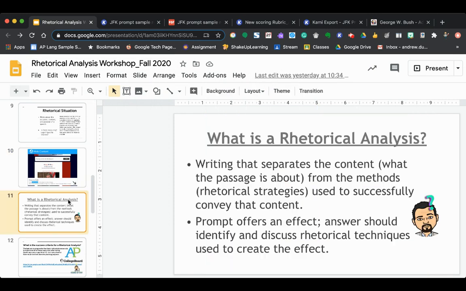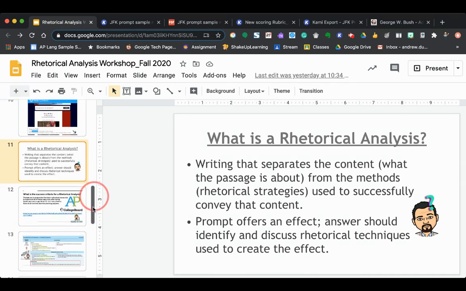So, what is rhetorical analysis? Writing that separates the content, what the passage is about, from the methods, the rhetorical strategies used to successfully convey that content. Analyzing language, that is our goal. The prompt offers an effect. Answers should identify and discuss rhetorical techniques used to create effect. So, how do rhetorical techniques create the effect? How does it influence the purpose for why the speaker is giving the speech or delivering the message, and how does it affect the audience? That is the main goal of rhetorical analysis.